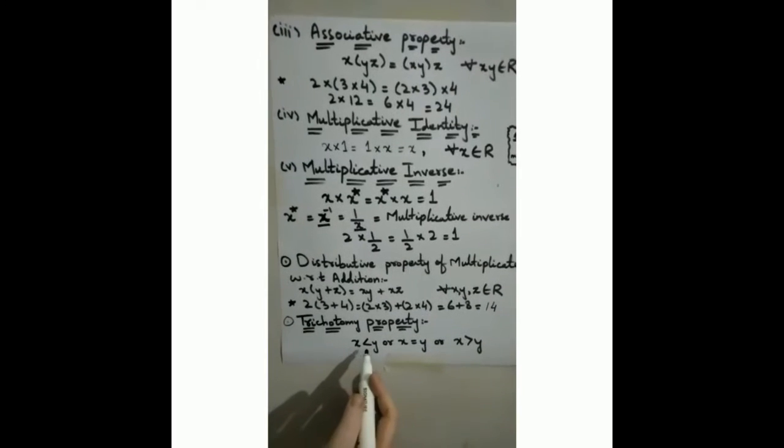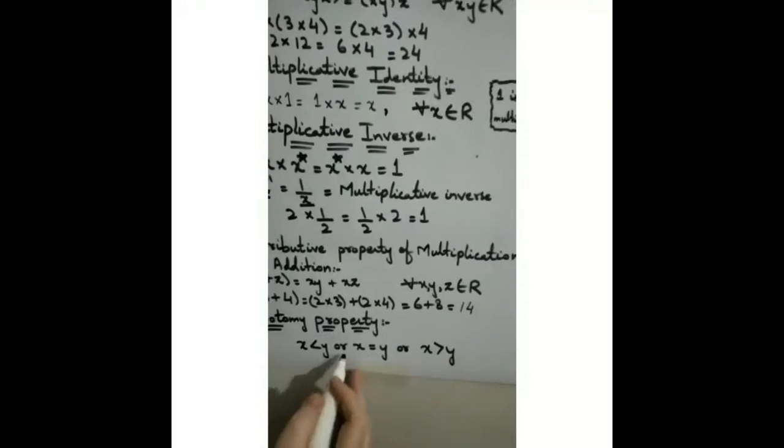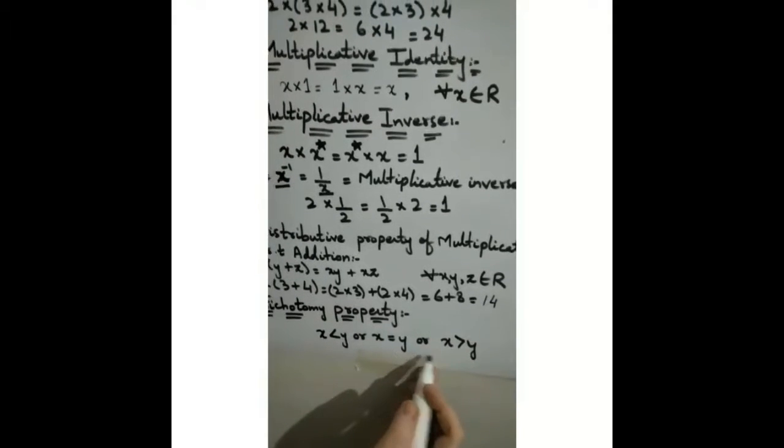Trichotomy property. According to this property, for any two real numbers x and y, either x is less than y, or x is equal to y, or x is greater than y. x cannot be less than, equal to, and greater than y at the same time.